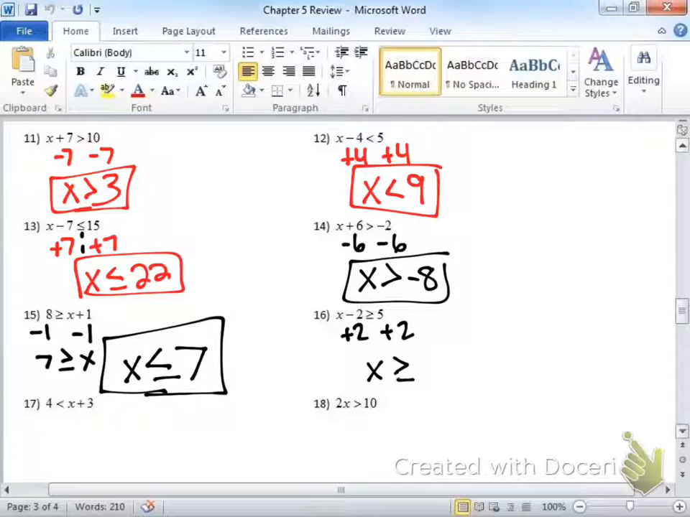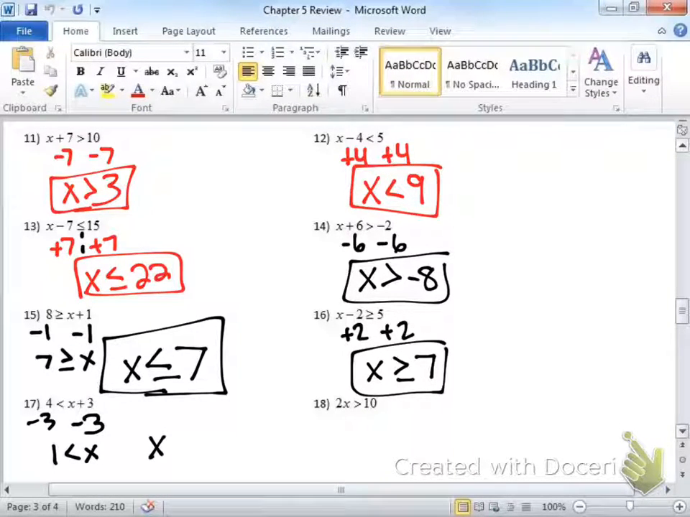Alright, 16, we have x is greater than or equal to 7. 17, again, we're going to have to do some rewriting. I'm getting that 1 is less than x, but I want x in the front. X was bigger, x should still be bigger when you rewrite it. And 18 is my first division problem.